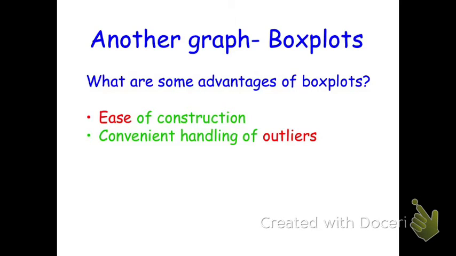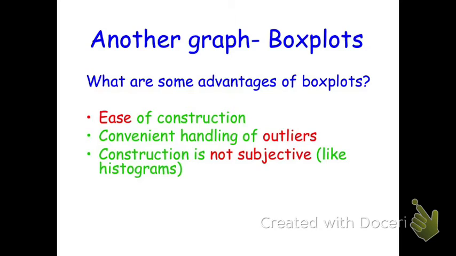So if you're looking at a histogram, a dot plot, stem and leaf, you aren't able to determine if there is an outlier or not by only looking at the graph. With a box plot, you can. It'll be a little dot, and it'll tell you that it's an outlier. If you look at the other graphs, you'd have to calculate it by hand and see. So it's not subjective, meaning you don't have to pick the intervals or anything like that.